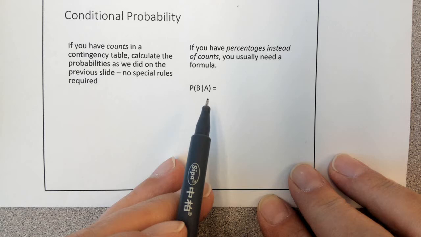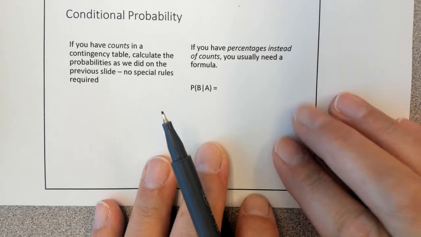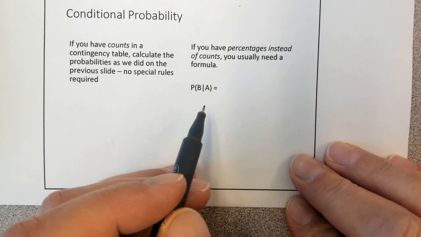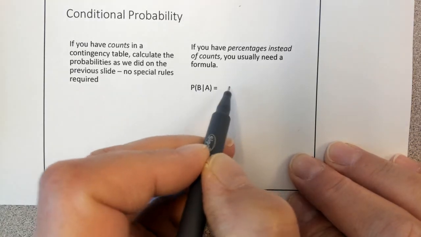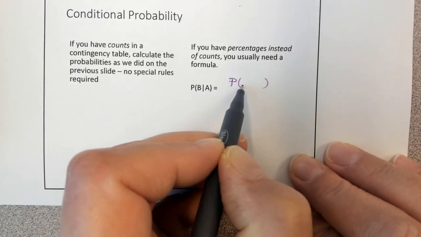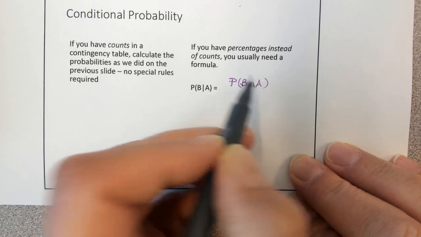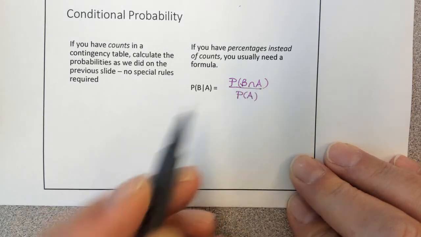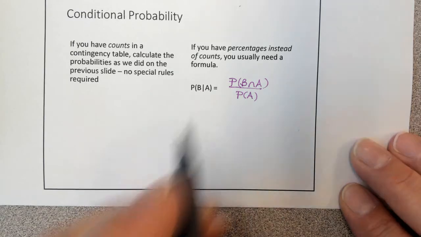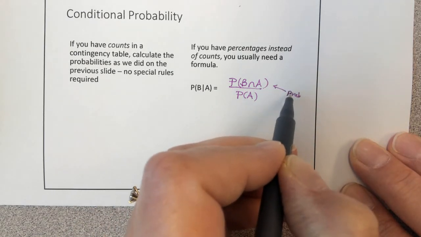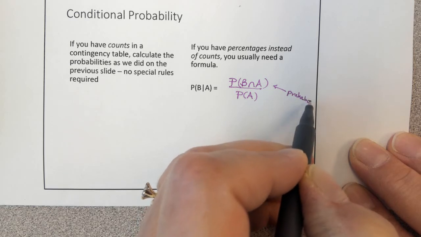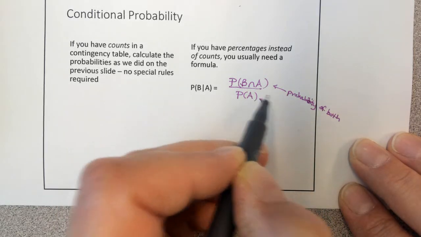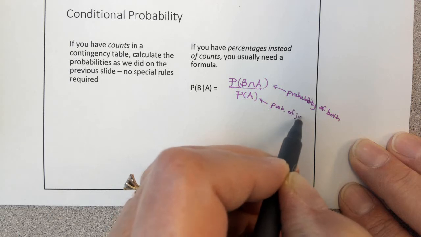So here's the fancy formula from the blue book. The probability of B given A, of B happening if A is a sure thing, if A is already done, it has happened, is the probability of B and A both happening, so the intersection, over the probability of A. Okay, so the top is the probability of both, and the bottom is the probability of just A.